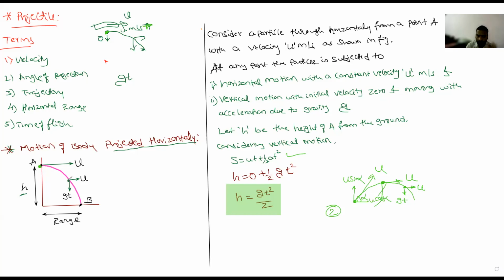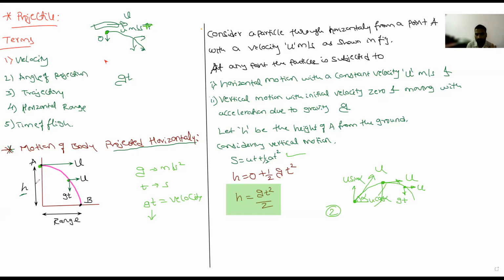At any point at time t, the horizontal velocity is u and the vertical velocity is gt, because g has unit meter per second square, multiplied by time t in seconds, so what do you get? g into t is equal to velocity, the velocity in the downward direction. Now what is my intention? I have to determine the height, at what height I have to drop a bomb.